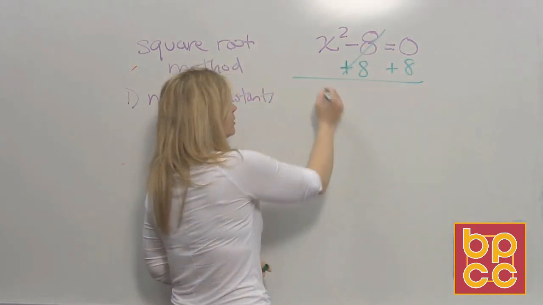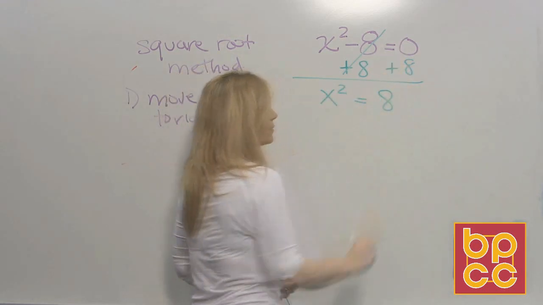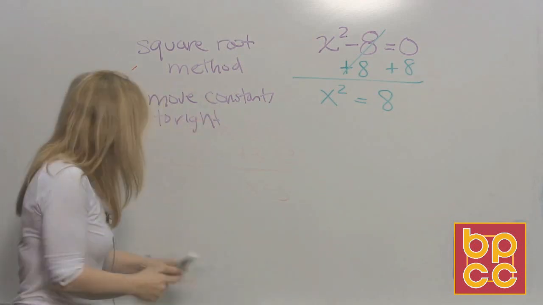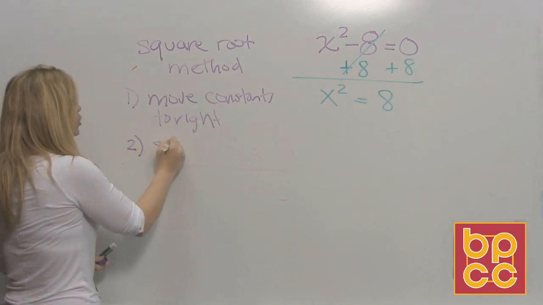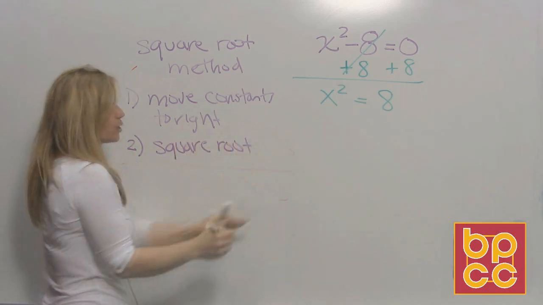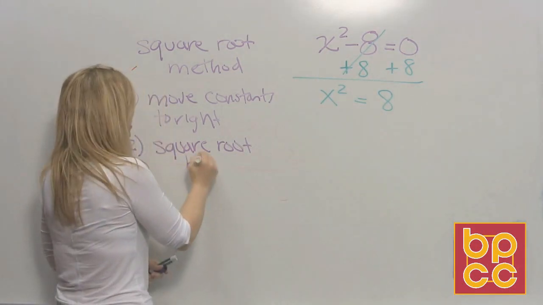That's going to cancel. So we bring down our x squared, and 0 plus 8 is 8. Once everybody gets moved, step 2 is now to square root. But because this is an equation and it's got a balance, you have to square root both sides.